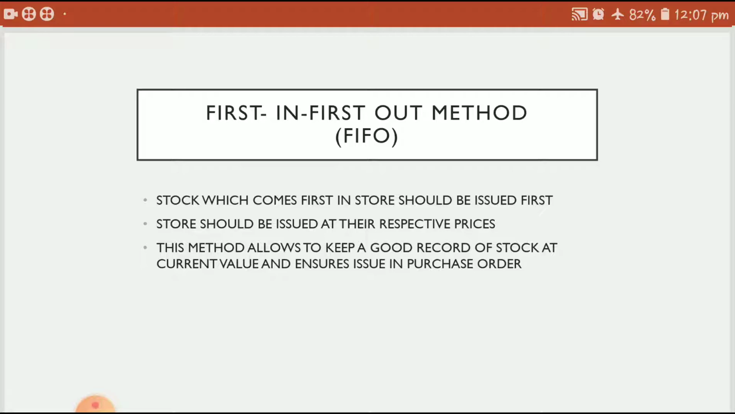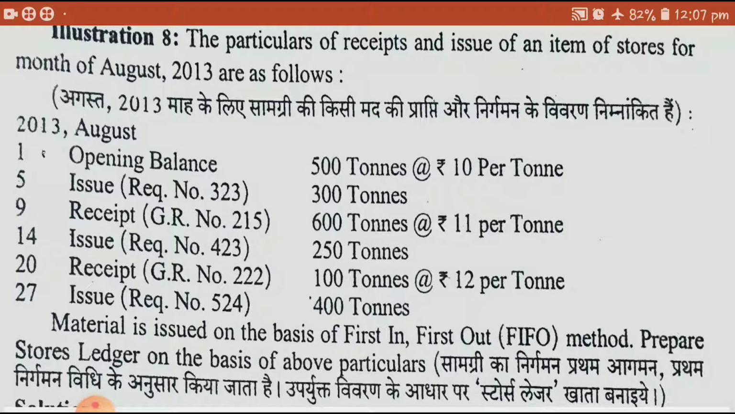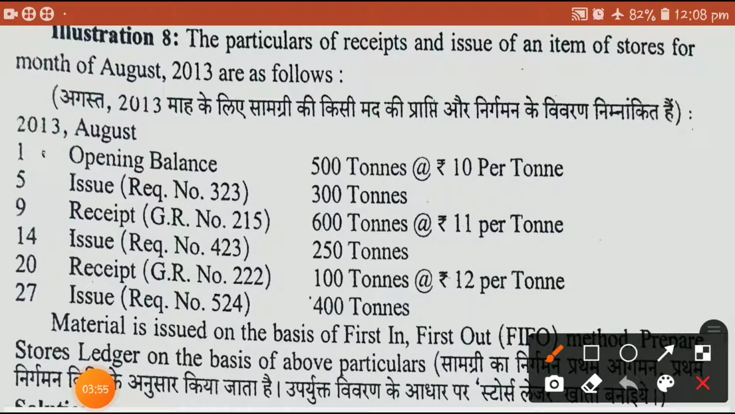Okay, now I'm going to explain this first in first out method through an example. Here is your question. The particulars of receipt and issue of an item of stores for the month of August 2013 are as follows. Now you are seeing, I am reading here, opening balance. That means 500 tons at the rate of rupees 10 per ton. Opening balance is what? Closing balance of last year, or last month, or last trimester, you can say. So we have 500 tons of stock at the rate of rupees 10 per ton of previous closing balance.